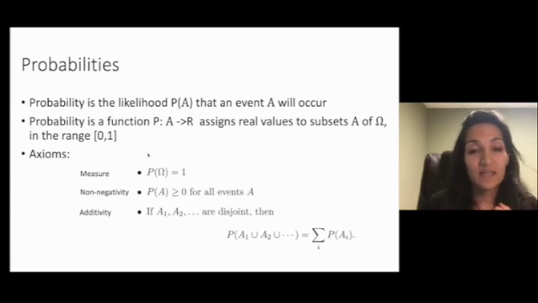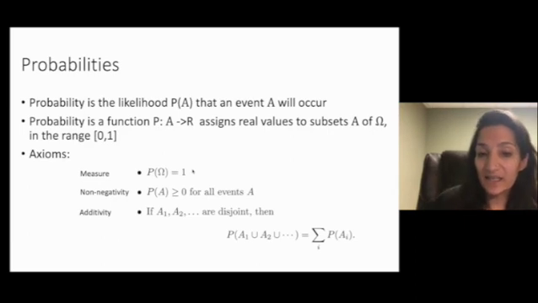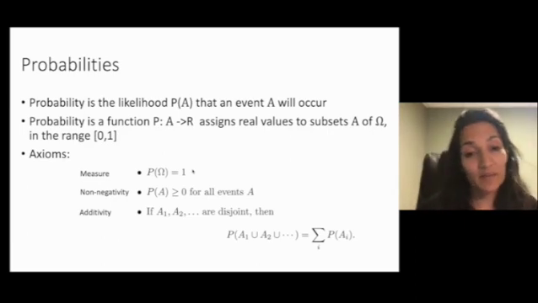The first is the measure axiom, which says that the probability of the entire sample space is 1. Non-negativity: any event A has to have probability greater than or equal to 0. And additivity: if two events are disjoint, meaning they don't have any outcomes in common, or they're not overlapping in any outcomes, then you can just add up their probabilities.